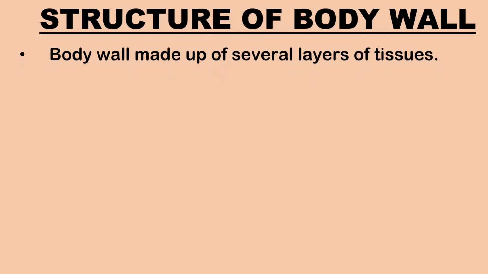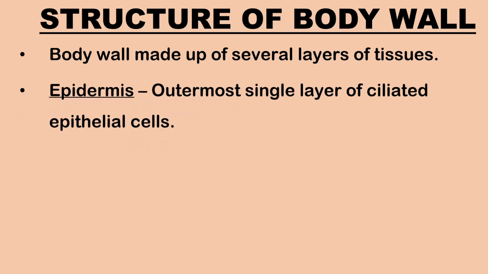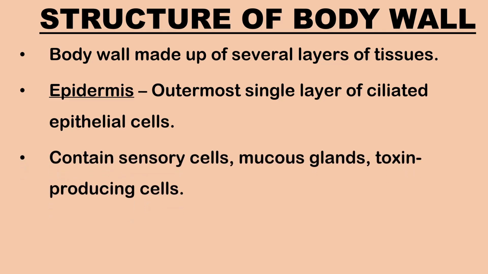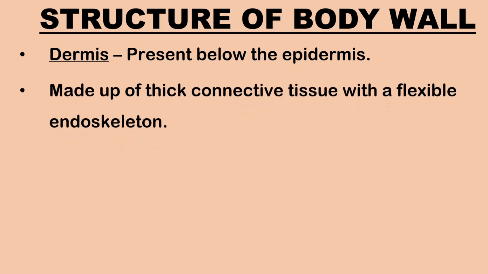Next, we shall study about the structure of the body wall. The body wall of a starfish is made up of several layers of tissues. Each layer serves a special function. Epidermis is the outermost single layer of cells made up of ciliated epithelial cells containing sensory cells, mucous glands, and sometimes toxin-producing cells. Dermis lies beneath the epidermis. It is made up of thick connective tissue with a flexible endoskeleton.